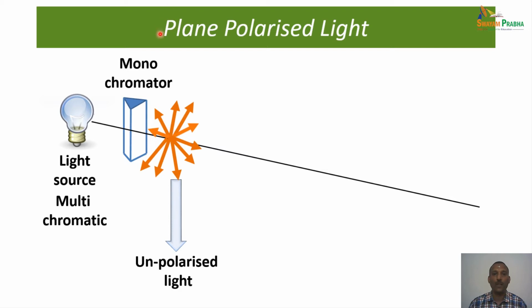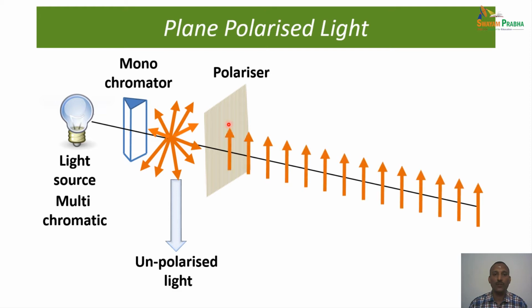So this is not plane polarized light. This is only monochromatic light, that means it has a single wavelength. And when this monochromatic light passes through a polarizer, the polarizer only allows plane polarized light. That means the electric field of the light is aligned in one particular direction, and when it is aligned in one particular direction, we call that plane polarized light.